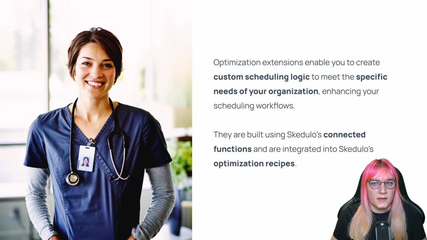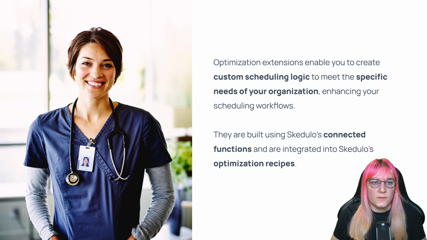Now that we've got all that, let's talk about what an optimization extension is. Optimization extensions enable you to create custom scheduling logic to meet the specific needs of your organization and enhance your scheduling workflows. With these extensions, you can build, deploy, and apply your own rules more effectively through Skedulo's platform, reducing both time and effort. These are built using Skedulo connected functions. These extensions are integrated into Skedulo's optimization recipes, and once created and deployed, your scheduling teams can use them easily within the web app to optimize the scheduling process.